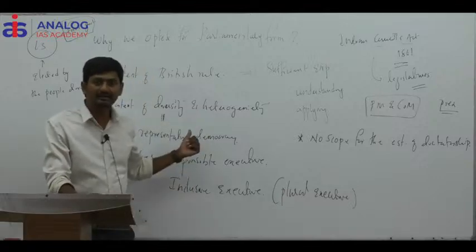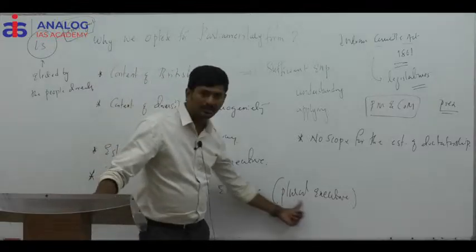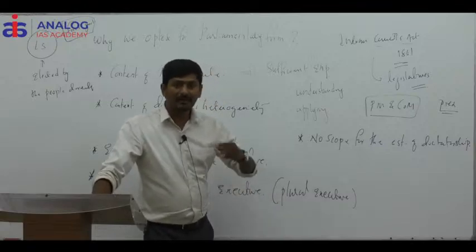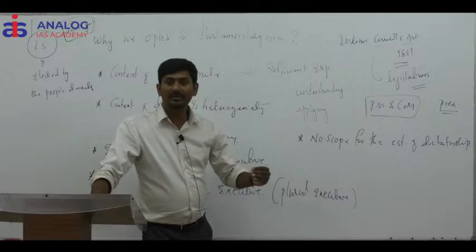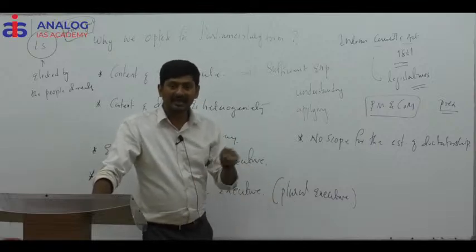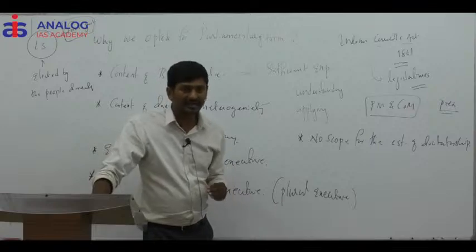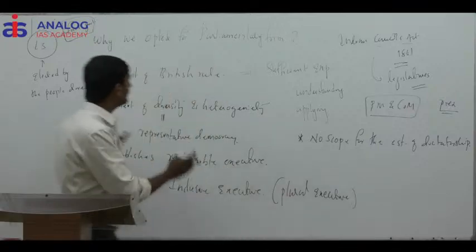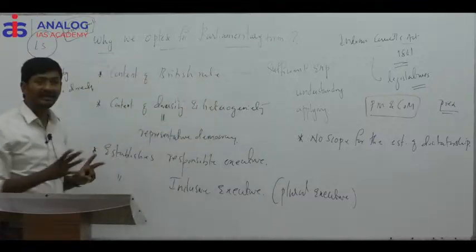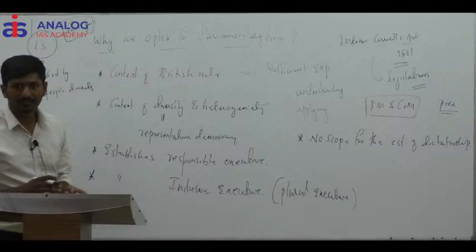But in the case of India, what is the executive? Plural executive. Power is vested not with a single individual, power is vested with a group of people, and they can't take the decision individually. They have to take the decision collectively. This is why the parliamentary form of democracy is highly suitable for Indian conditions. Got my point? Write down.